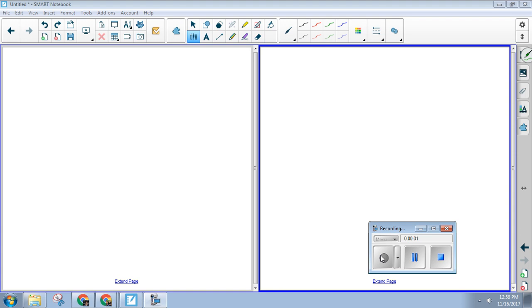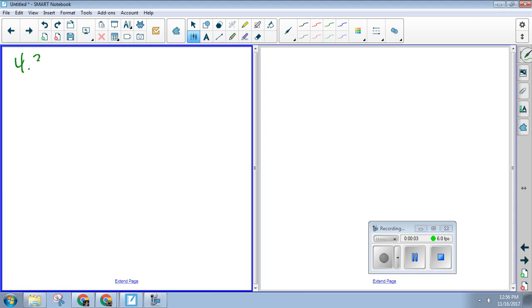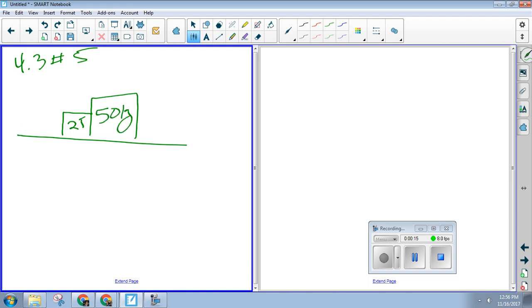Here we go. What is this, 4.3, number 5? All right, so 4.3, number 5. You've got two blocks, right? Was the little one in front? Was it 25 kilograms and then 50 kilograms? Is that right? Good. All right, and you're given your coefficients of friction.